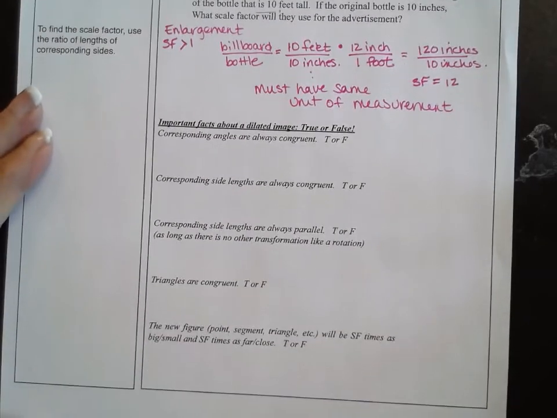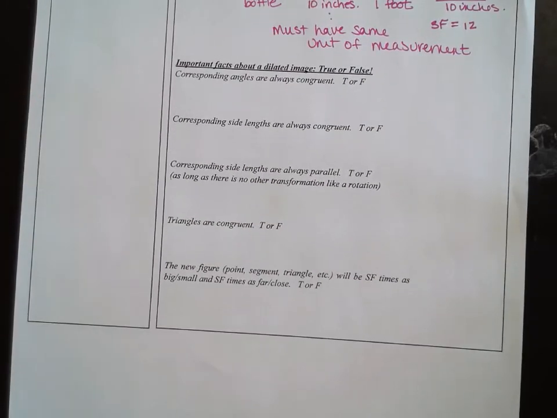Okie dokie. Dilated image, some true or false. Corresponding angles are always congruent. True or false? True. Why? Prove it to me. Because the angles are the same. How do you know the angles are the same? That doesn't prove it. That just says it's a true or false. Prove it. Give me a reason why you know that the corresponding angles are always congruent.